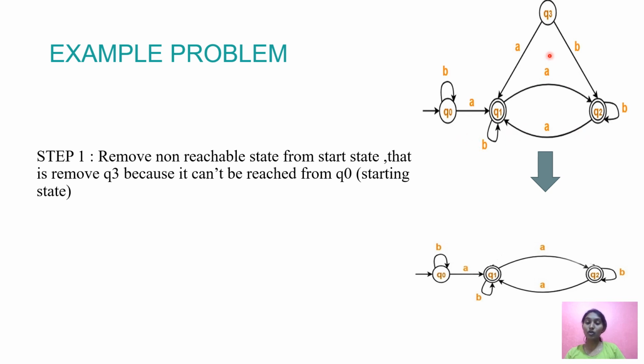Now let's see if Q3 can be reached or not. Q3 cannot be reached because it doesn't have any input states. So Q3 can't be reached, and we should remove Q3 from the DFA. As per the algorithm, as per step 1, we should remove Q3. After removing Q3, this is the diagram that we got.